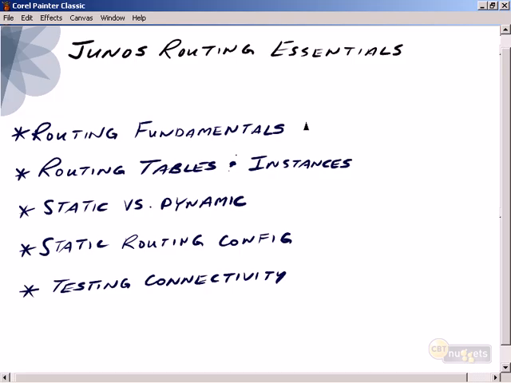So in this nugget, we're going to cover some routing fundamentals, some things we've already talked about, but we're going to reiterate and then expand on that. We'll look at routing tables and routing instances, very fascinating, especially from a service provider standpoint. We'll compare static routing and dynamic routing. We'll jump into some static routing configuration. We've got some options there. And then, of course, we want to test our connectivity and verify connectivity between our layer 3 devices. Sound good? Let's get to it.